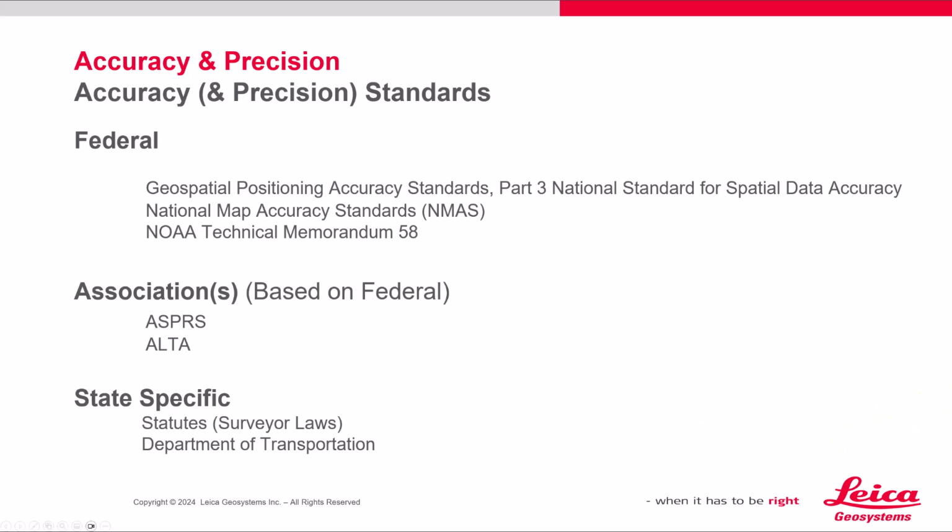And then finally, the accuracy standards that we're going to talk about. You can have some federal ones, and these are well-written but complicated publications from NMAS, NOAA Technical Memorandum 58, and the Geospatial Positioning Accuracy Standards Part 3 are the most common. In professional associations, they're typically based on these federal regulations or guidelines, and some of those examples are ASPRS and ALTA. And then you may have state-specific, some surveyor laws or statutes, and then the Department of Transportation sometimes produces their own accuracy values.